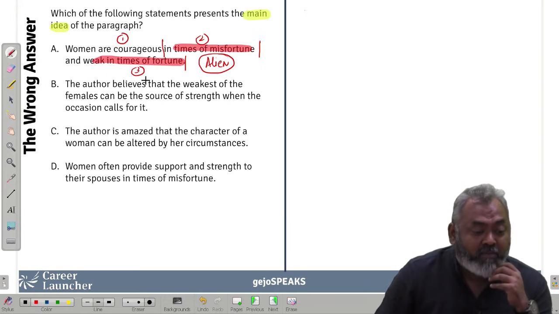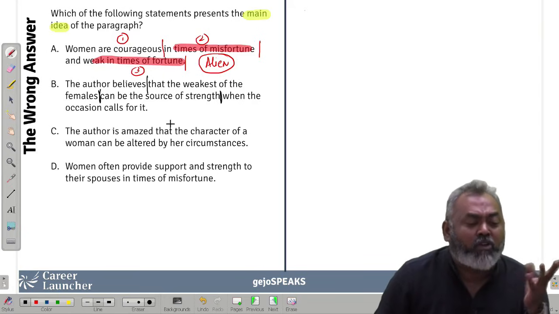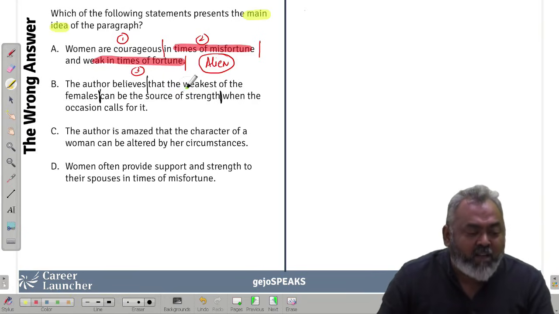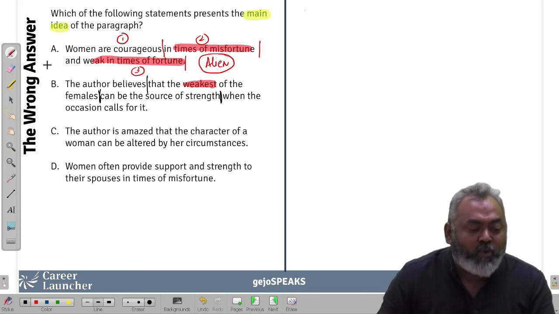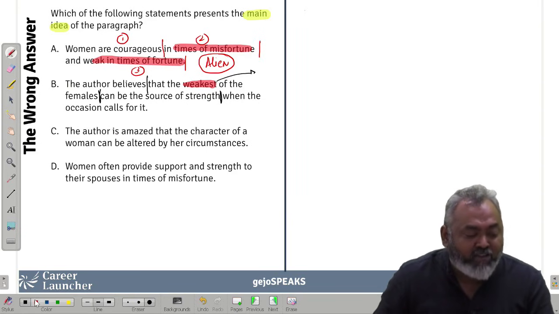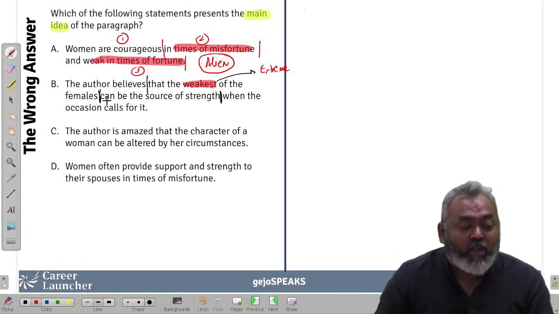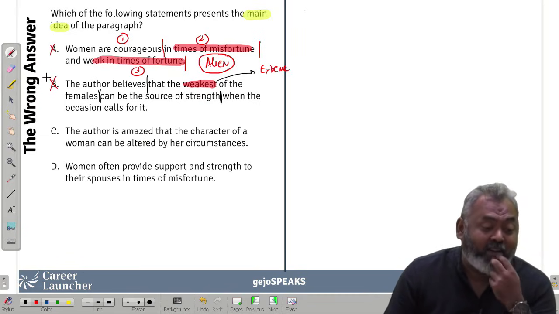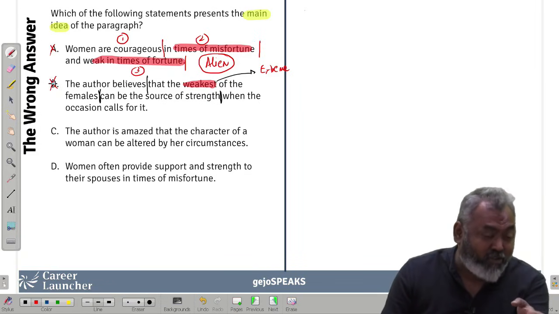The author believes that the weakest of the females can be the source of strength when the occasion calls for it. Okay, let's look at problems here. You suddenly see "weakest." When you look at the word weakest, you know, ladies and gentlemen, that is an extreme answer choice. You can eliminate that straight. How can you say it's weakest? A is eliminated. But actually there are more problems in that answer choice if you look at it.